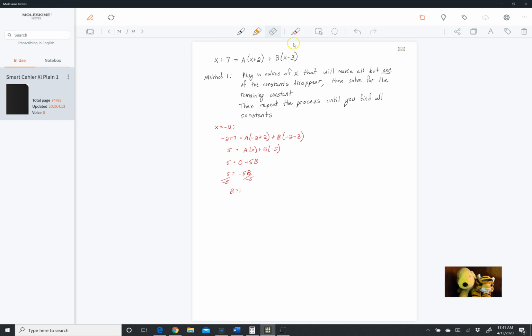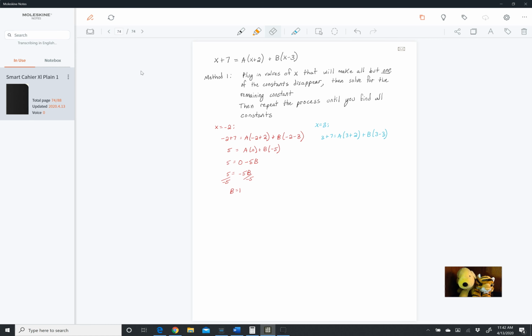Now we're going to repeat this process. We're going to plug in a value for x that's going to help us get rid of the b. So if we look at the b, a value for x that we could plug in is 3, because 3 minus 3 is 0. So now we're going to plug in x equals 3. So we have 3 plus 7 is equal to a times 3 plus 2 plus b times 3 minus 3.